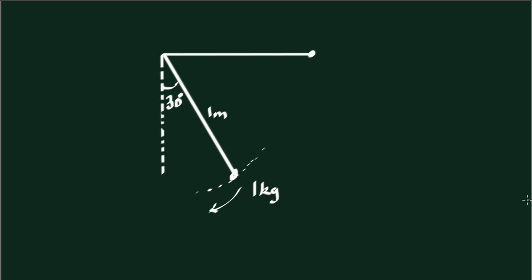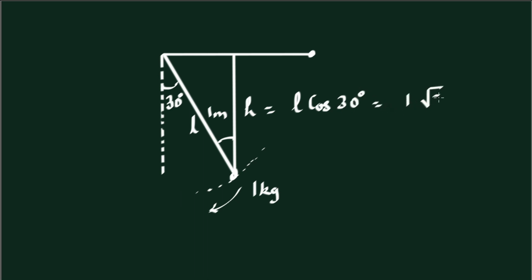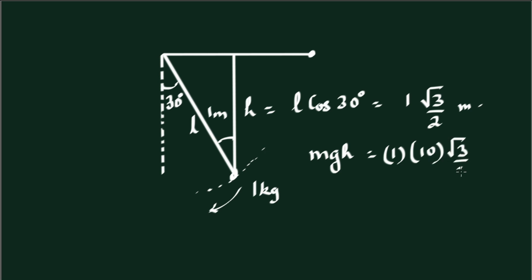Which means we just have to find its speed, since we know the radius, and the centripetal acceleration is v squared by r. The height through which it is dropped is this, and you can see from the drawing that this is also 30 degrees, and if L is the length of the pendulum, the height is given by L cos 30 degrees, which is equal to 1 cos 30 degrees. So many meters. So the decrease in the potential energy is mgh, which is equal to 1 kilogram, g is 10, and h is root 3 by 2.